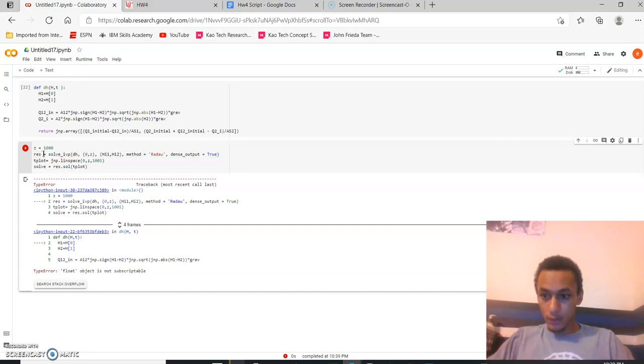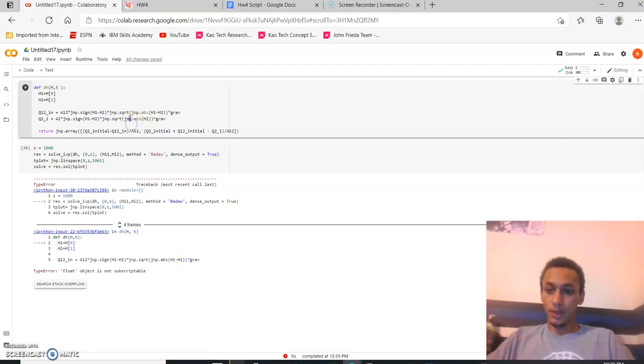I don't know why it's saying this is wrong. There's something to do with this up here, and I don't have the correct stuff. Yeah, I don't see anything wrong. Scrap is defined.